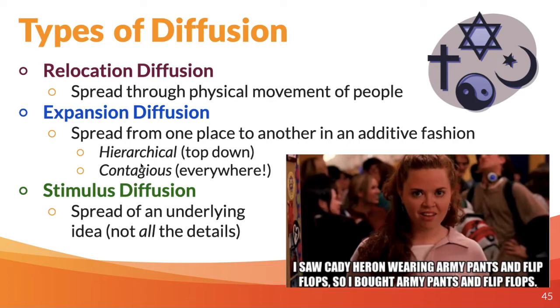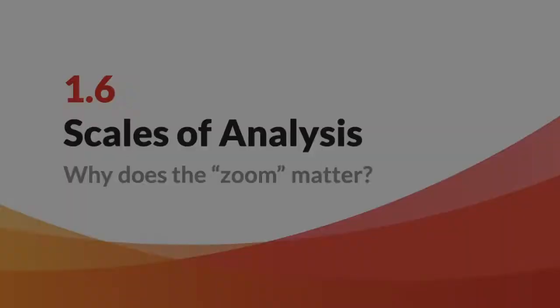Contagious diffusion just spreads like wildfire. Stimulus diffusion is similar, but stimulus diffusion is the spread of an underlying idea or behavior without every single detail that comes along with it. So we will talk about those different types of diffusions throughout the semester and throughout the entire year.